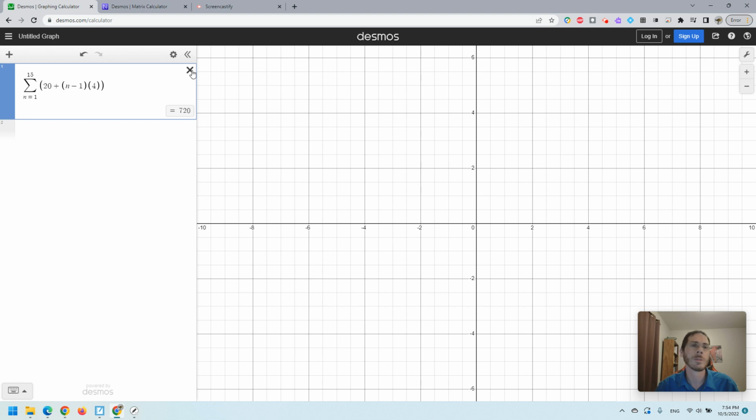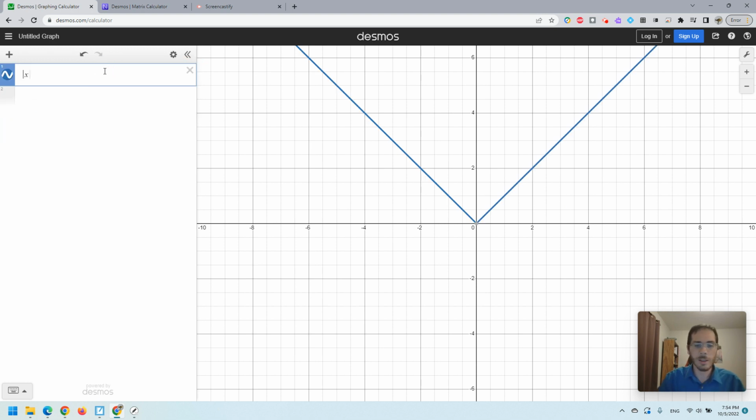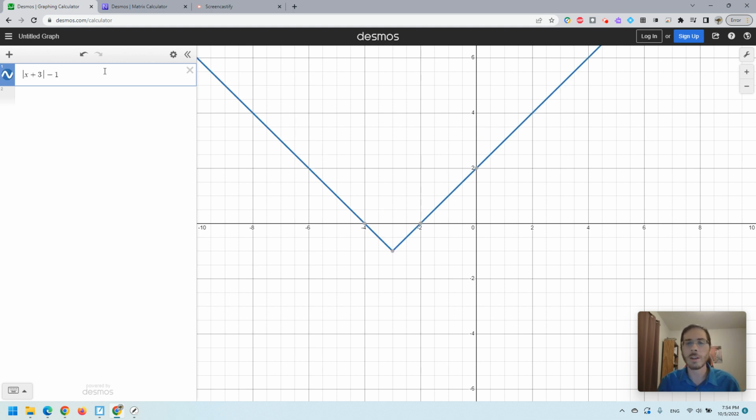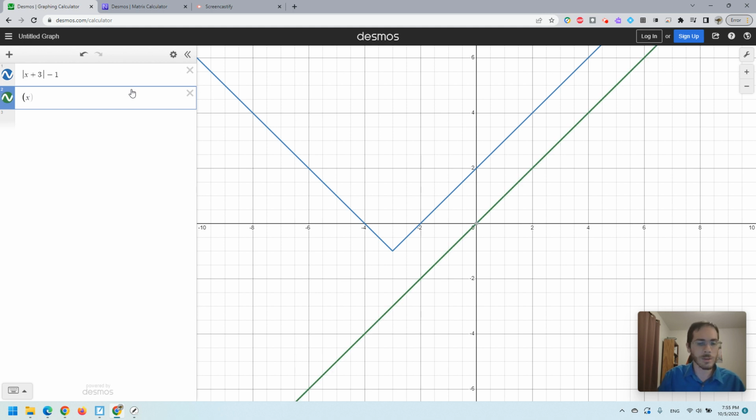Absolute value of x plus 3 minus 1 is what we have on the left side. And that looks pretty good. We pass through 0, 2. That's nice. We pass through 1, 3. So that's nice. The other side, we had x squared plus 2.